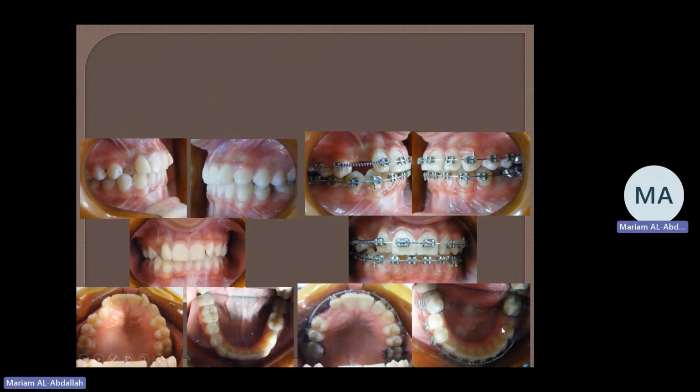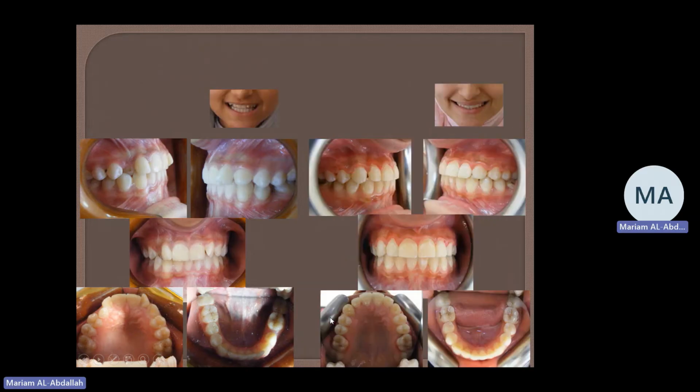As you can see in the lower left quadrant, we had to open the space for the second premolar. In the upper right quadrant, we had to open space, extract the C, and then as you can see, the canine was bulging palatally. We went for exposure and alignment.